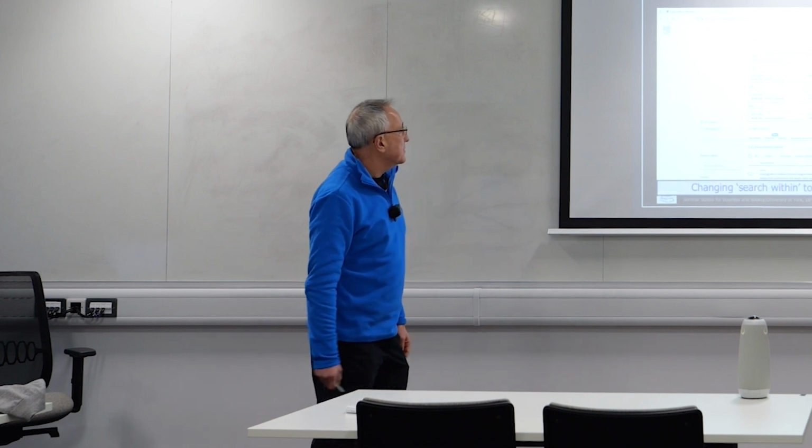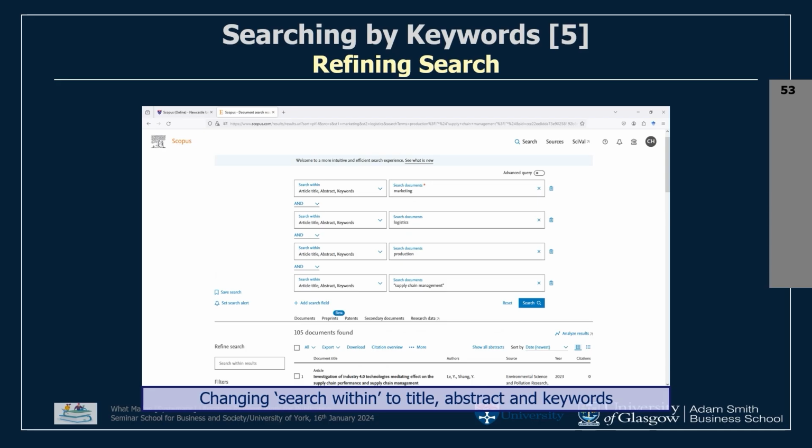I then do the same search again, and I'm looking within the article, abstract, and keywords instead of just the title, and then it's coming up with 105 articles. Very, very different depending upon how you do the search. So again, when you're doing your search strategy, you need to be very clear so the reader knows precisely what you have done.